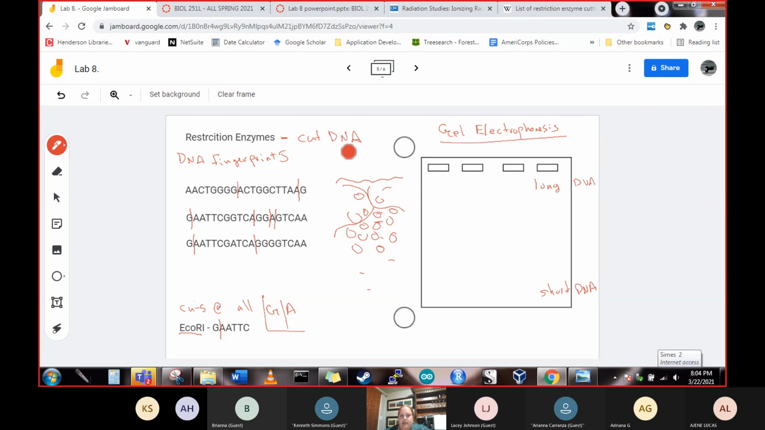DNA holds a negative charge. And a gel electrophoresis has a negative end and a positive end. So because your DNA is negatively charged, it's going to be attracted to the positive end of your gel electrophoresis machine. So all of your DNA is going to move towards the positive end. So this is considered your anode, or your negative, and this would be your cathode or your positive.